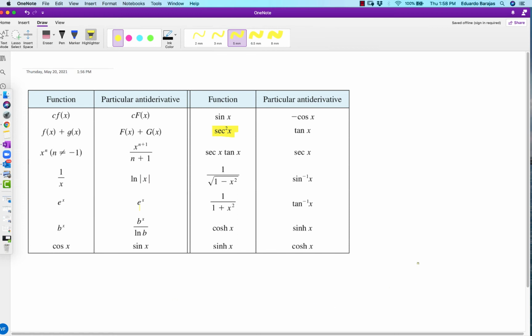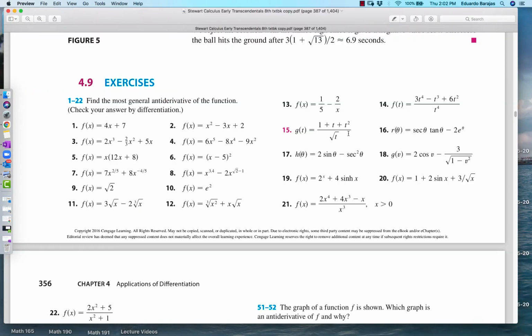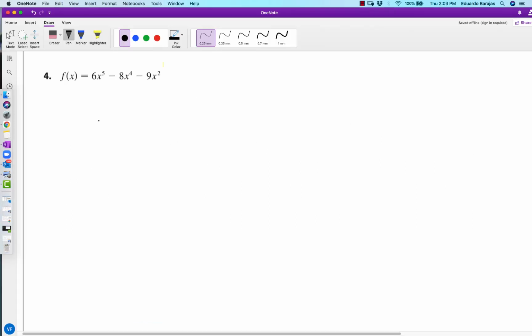Okay, let's look at an example. Okay, let's try some of the exercises. Let's start off with somewhere here first. How about just a straightforward one? How about number 4 to start off with? Okay, so the instructions were to find the most general antiderivative. And this is a nice polynomial. We can use our power rule in reverse. So this one should be easy.